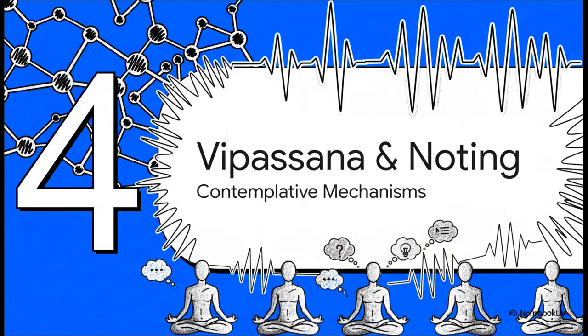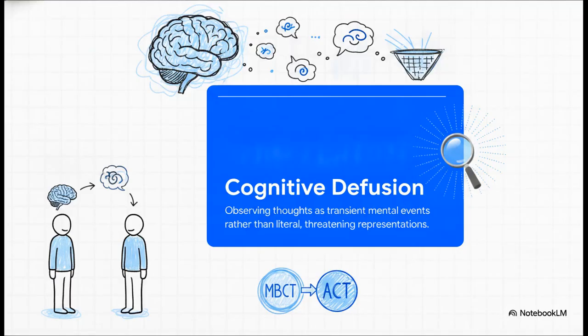Which brings us to Section 4, mechanisms of Vipassana and noting. So the million-dollar question, how do we actually decouple this circuitry in real time? Well, we have to target a mechanism called decentering, or cognitive diffusion. And we're not talking about some abstract philosophical concept here. Cognitive diffusion is a rigorous, measurable neurological process.